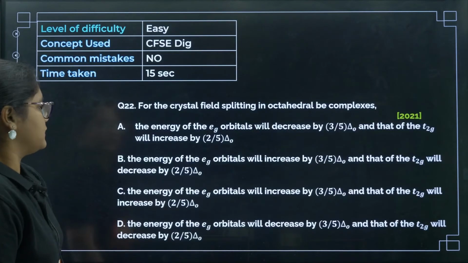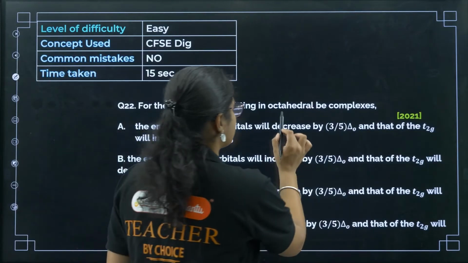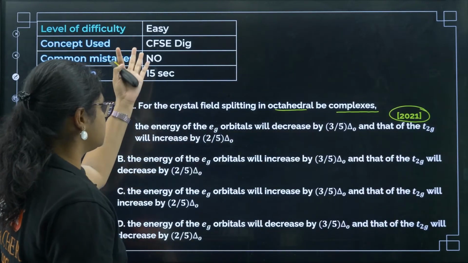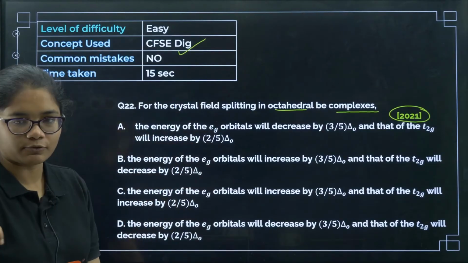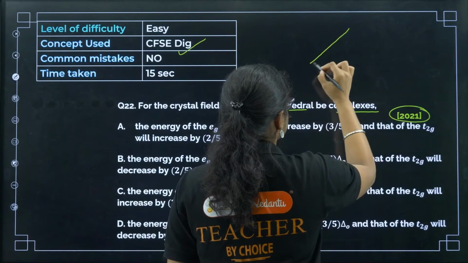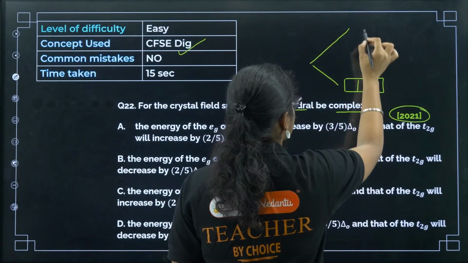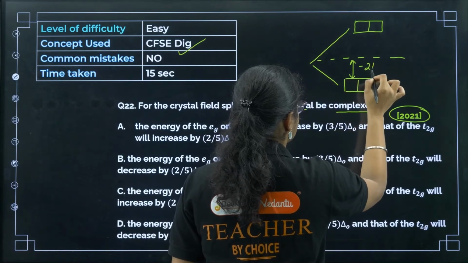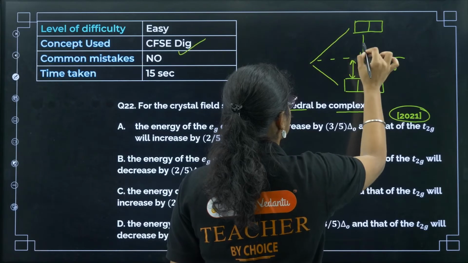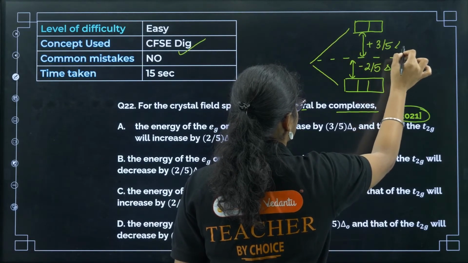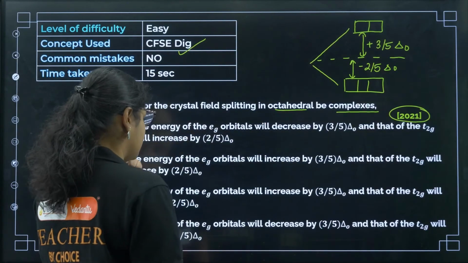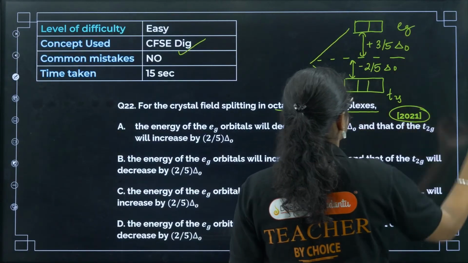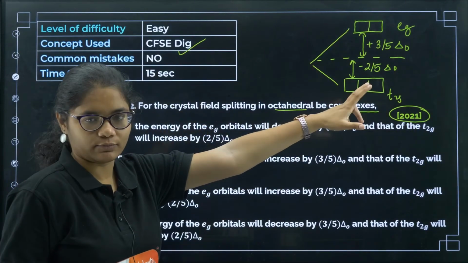Okay, fine. Next question: for the crystal field splitting in octahedral complexes. This question was asked in 2021. It is very easy if you have learned the CFSE diagram properly. So in octahedral splitting, what happens? We have 3 here and 2 here. This one is minus 2/5 delta O, and this is plus 3/5 delta O. This is your t2g and this is eg. So the t2g energy decreases by 2/5 delta O.